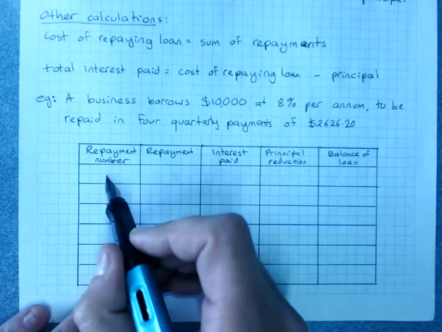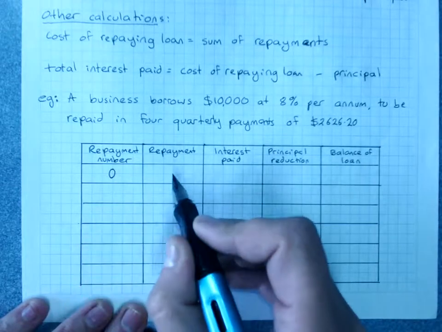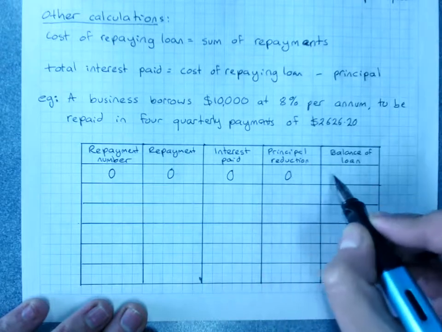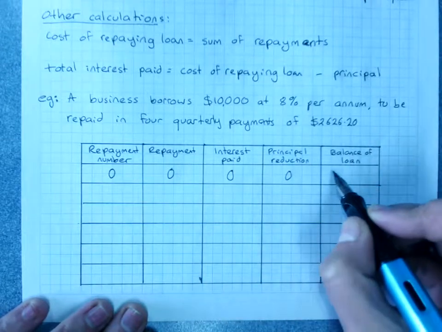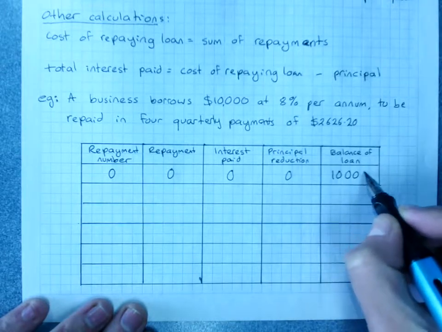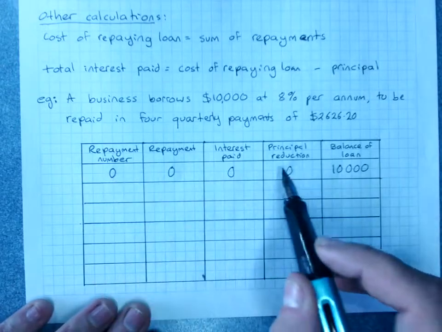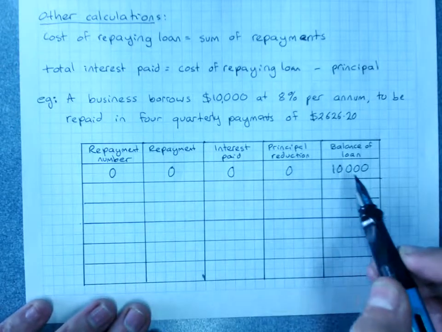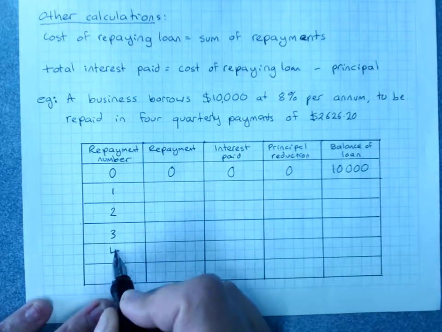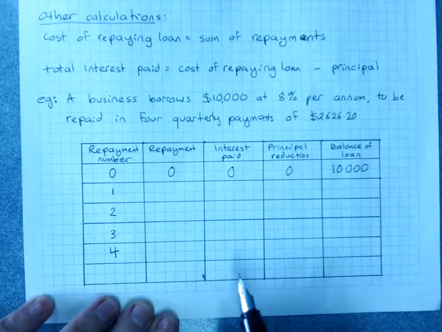All right, we start with repayment number 0. With a 0 repayment, no interest paid, no principal reduction, and the balance of the loan is the principal, which is $10,000. So this is the very start of the loan before any repayments have happened. Then we'll have repayment 1, 2, 3, and 4, and a row that gives us an option for totals.